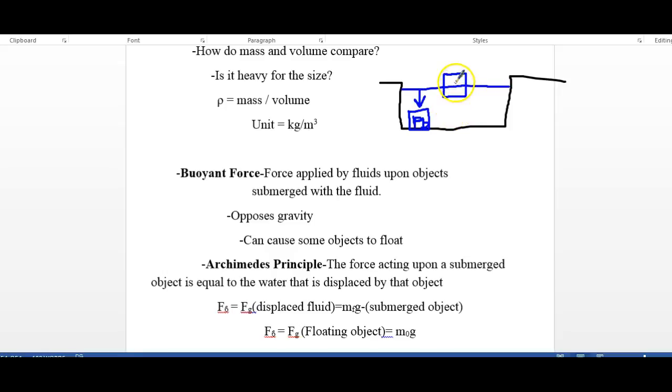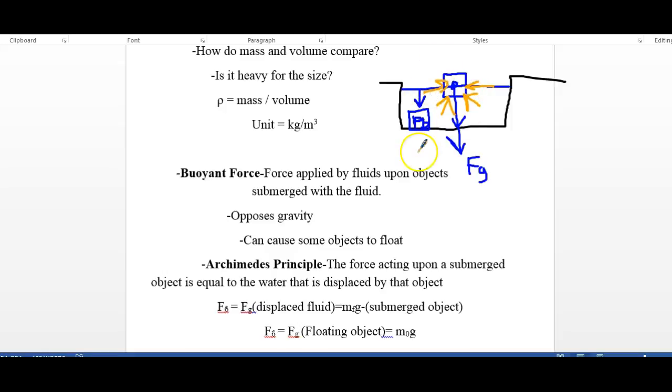What causes this to float is the idea that there are forces acting on this block. If the only force acting on it was the force of gravity, it would have to sink, because gravity would just pull it closer and closer. So if this object is floating, there must be other forces at work. The other force at work is the buoyant force, and the water pushes back on that object.